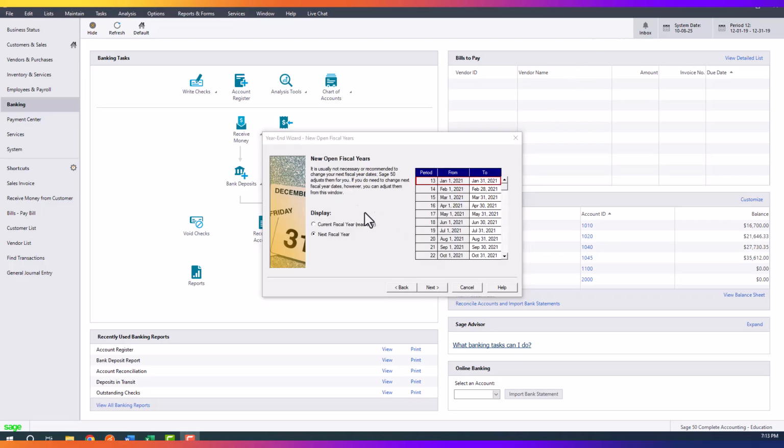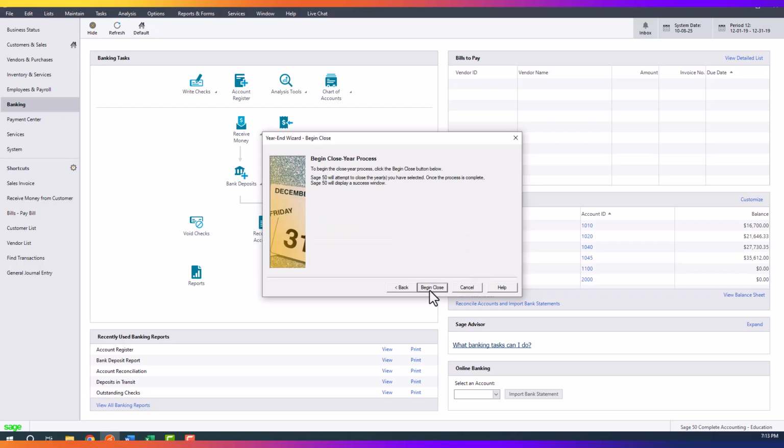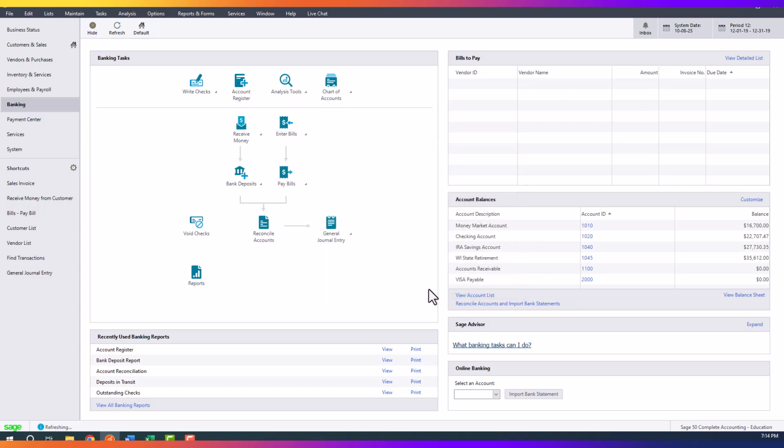Once it closes out the fiscal year, I do want the system to move to the next fiscal year, so I'm going to leave that checked and hit next. It's giving a confirmation of everything that's happening here. We're closing out this year and moving into this year. We're going to hit next. And then lastly, we're going to click the begin close to do the process. We got a confirmation here. Congratulations that the closing worked. So we're going to hit finish.